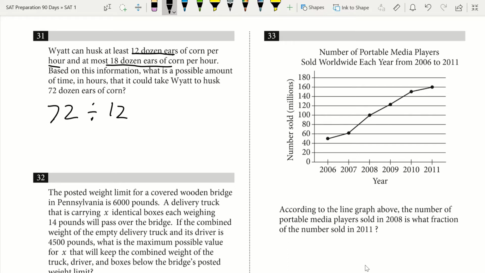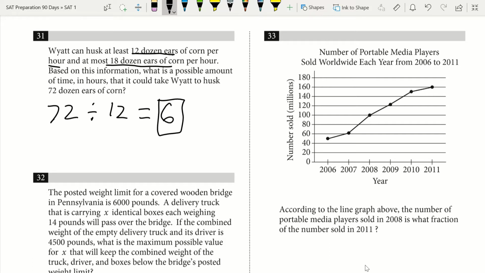In this case, I'm going to pick 12 because I know 72 over 12 is going to give me, I believe, 6. Yep, it will give me 6. So my answer there, for a possible number of hours that it could take him to husk this many, would be 6. So my answer for 31 will be 6.